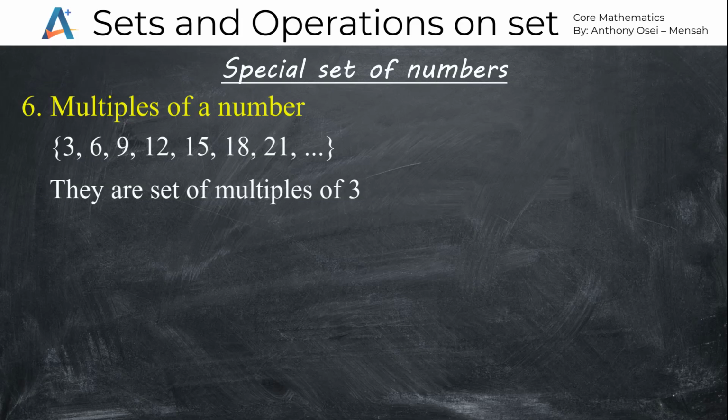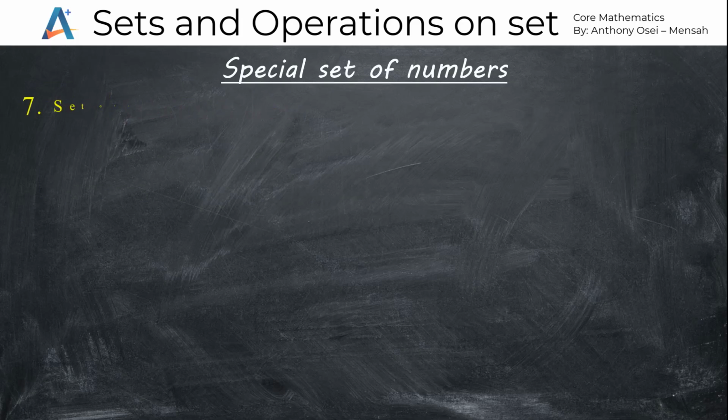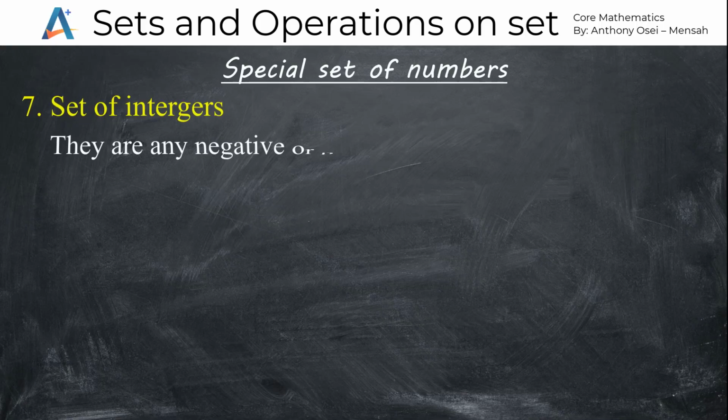Now the next, at number 7, will be the set of integers. Now the set of integers will be any negative or positive whole numbers. So if you take all the whole numbers in their negative form and all the whole numbers in their positive form, they form what we call integers. So if a set contains numbers such that they are in their negative and their positive whole numbers, it becomes a set of integers.